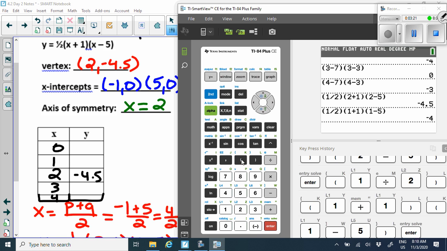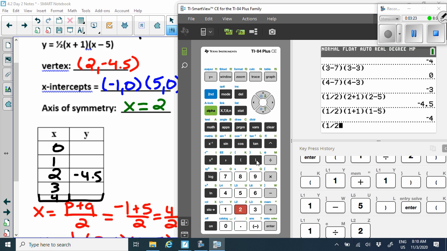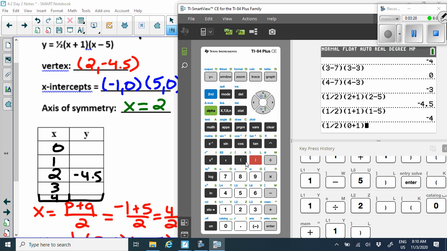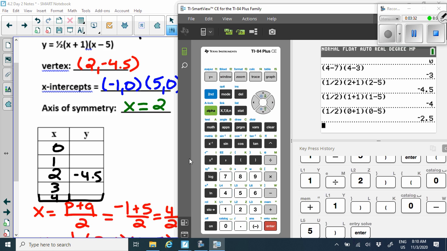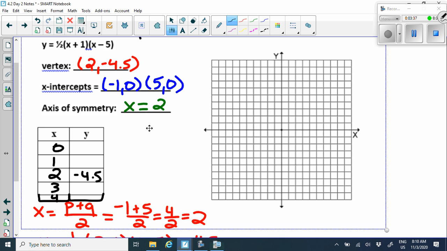Now let's plug 0 into there. So I have 1 divided by 2, and then I'm going to do 0 plus 1, and then 0 minus 5. We get -2.5. Okay, let's go ahead and plug that into our table here. So we get -4, -4, and then -2.5. Now, before we graph or plot these points, let's talk about, is this graph going to open up or open down? Do we have a vertex as a min or max, etc.?